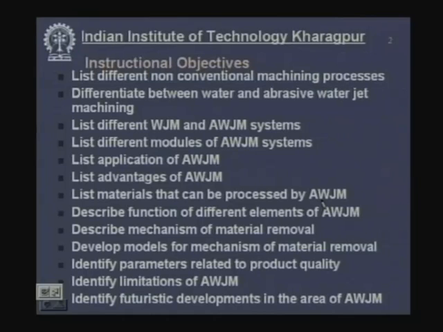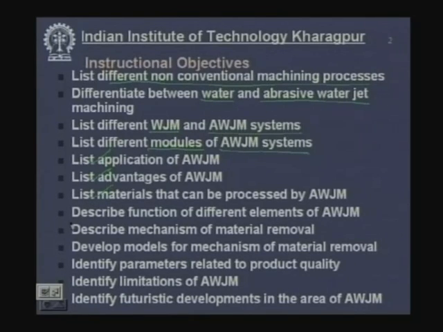Now let us go into the instructional objectives. After going through these lectures, you will be able to list different non-conventional machining processes. Already we have covered some of them. If you remember the previous lecture and the lecture before that, you would be able to differentiate between water jet and abrasive water jet machining. You would be able to list different water jet and abrasive water jet systems, the different modules within abrasive water jet systems, their applications, their advantages, and the materials that can be processed by the abrasive water jet machining process.